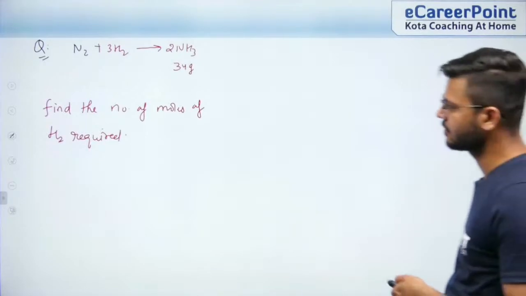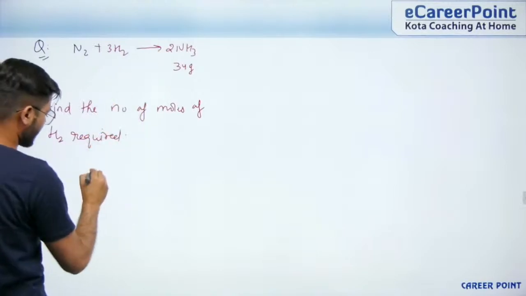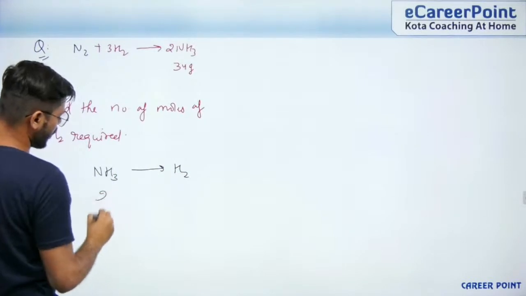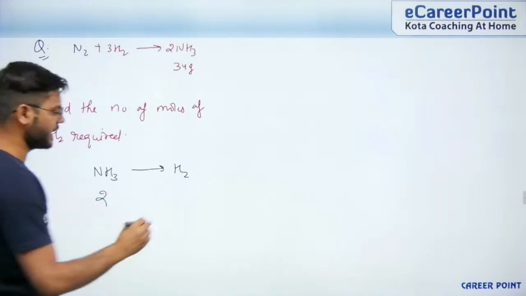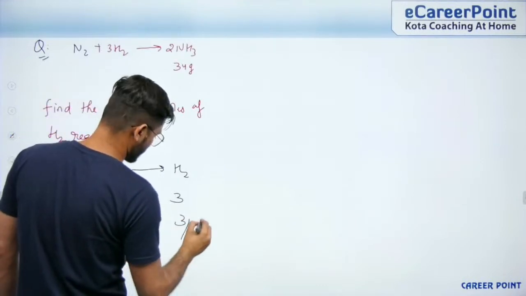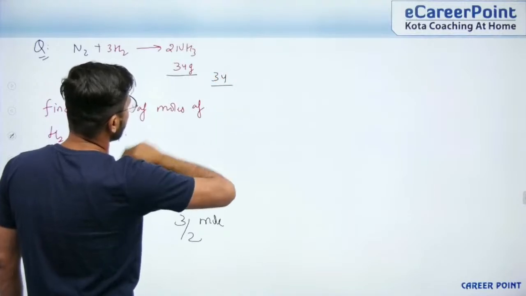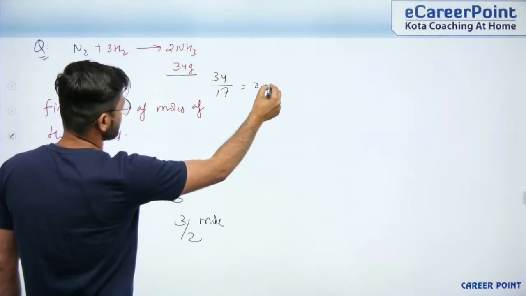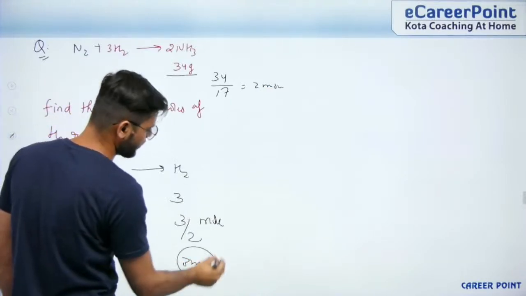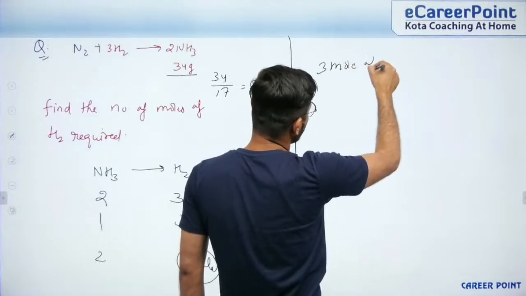So is it done? See how to do it. Very simply, we can write ammonia and hydrogen. So 2 mole of ammonia is going to be formed by 3 mole of hydrogen. So 1 mole of ammonia is going to be made by 3 by 2 mole of hydrogen. So how many moles is this? 34 upon 17, which is equal to 2 mole. So we need to make 2 mole. So 2 mole require 3 mole of hydrogen. So we require 3 mole of hydrogen.